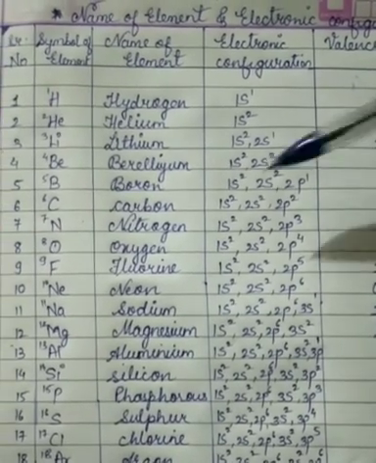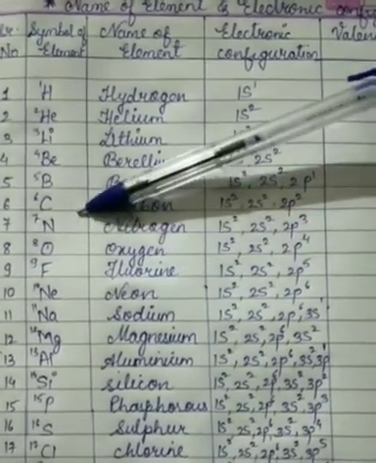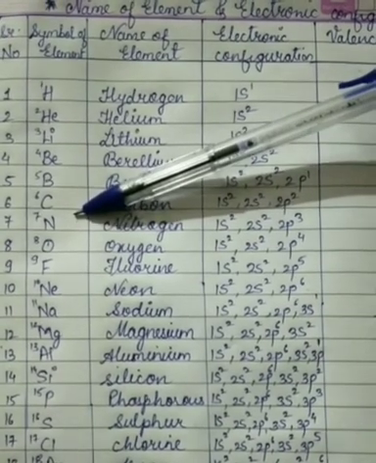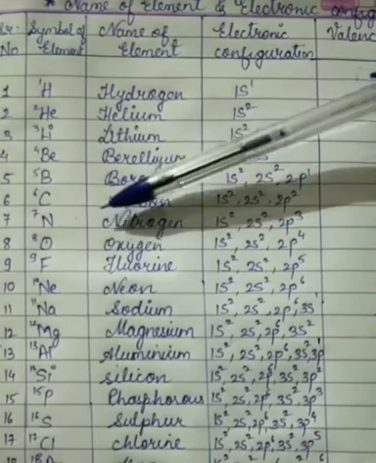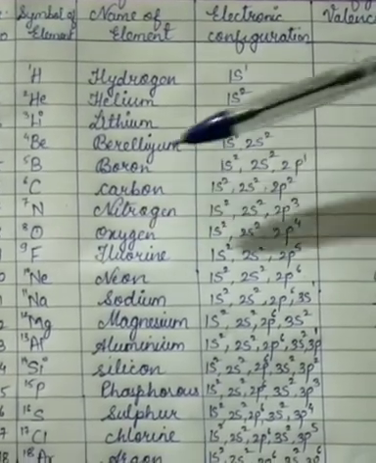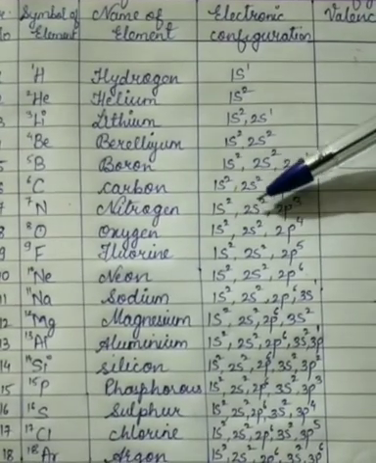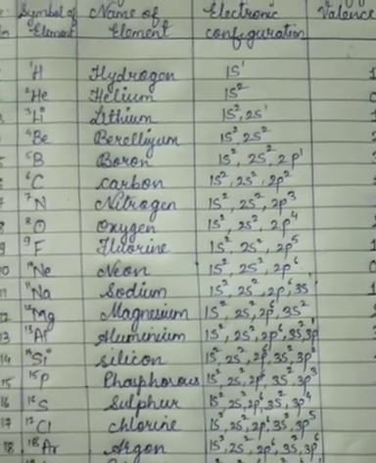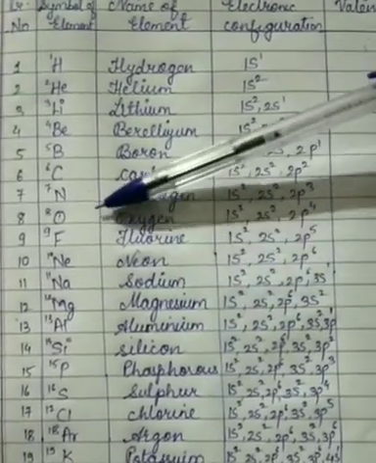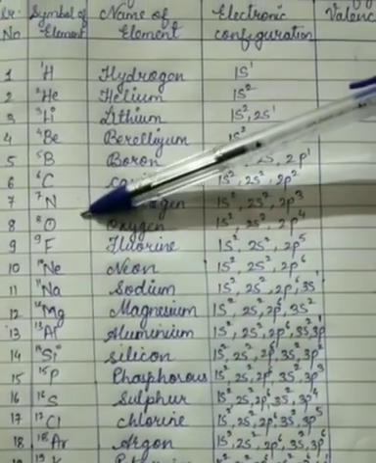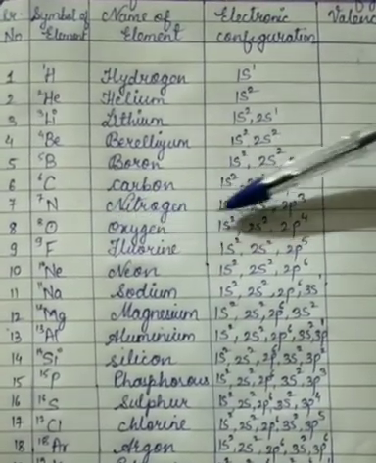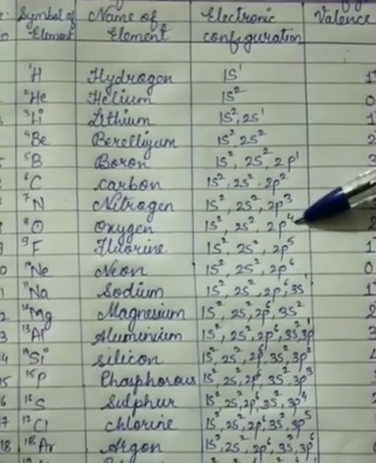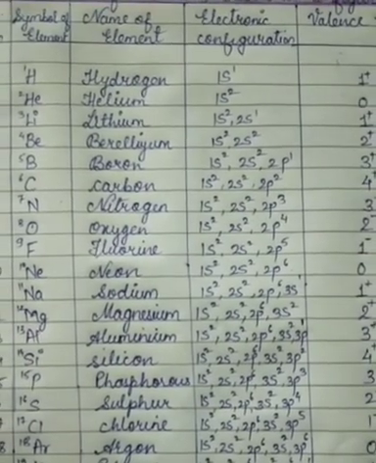4+. Then seventh number is nitrogen, with the symbol capital N and atomic number 7. Its electronic configuration is 1s2 2s2 2p3, and its valence electron is 3-. Then the eighth one is oxygen, with the symbol capital O, and its electronic configuration is 1s2 2s2 2p4, and valence electron 2-.